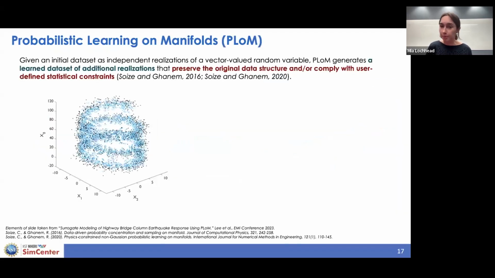So what is probabilistic learning on manifolds? This model is basically given an initial data set. This model generates a learned data set of additional realizations that preserve the original data structure and comply with user-defined constraints. So what does that mean? Basically, that means that given the black points in this plot shown on the left, this model learns the data structure behind those points and can generate additional realizations shown in blue here.